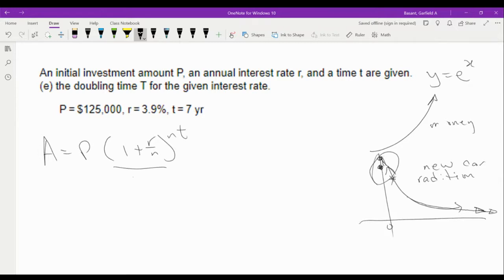See, this is actually our base, which is raised to the exponent here. And this is just a constant. And this is a formula that we use for compound interest.